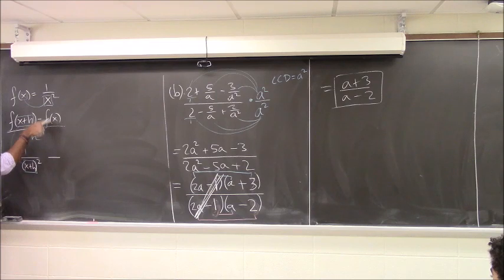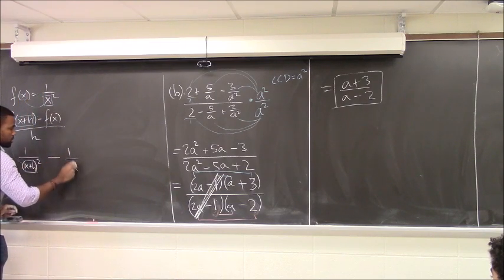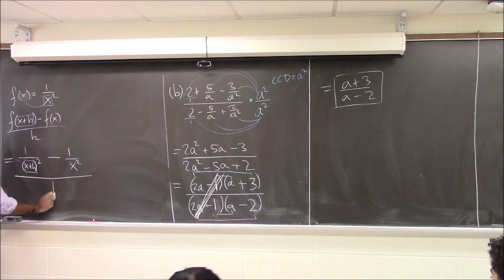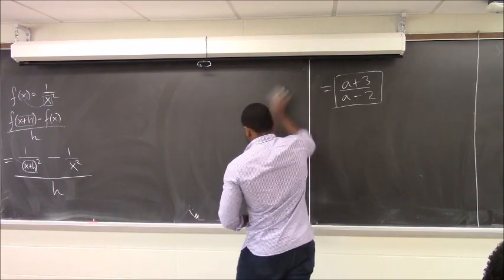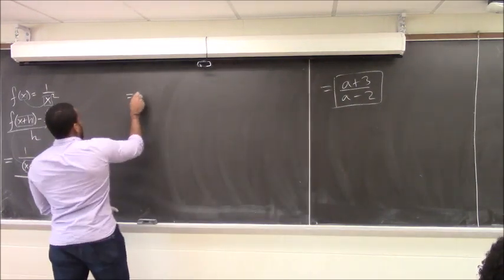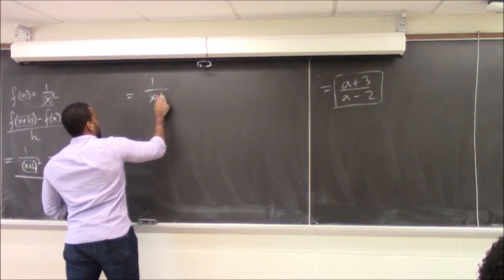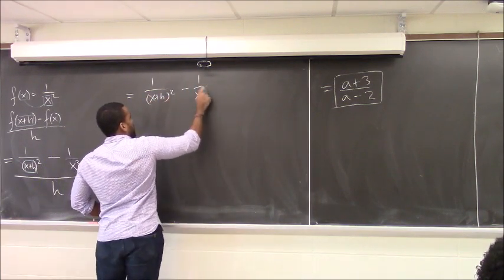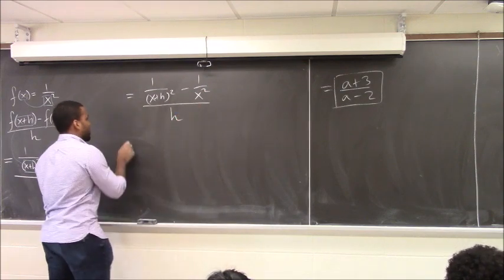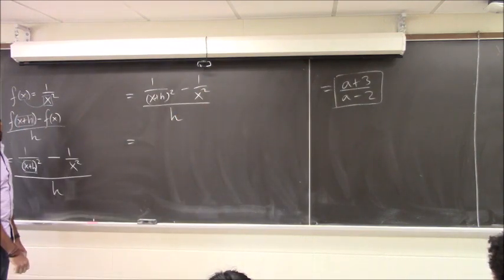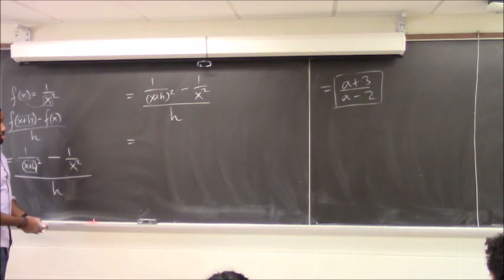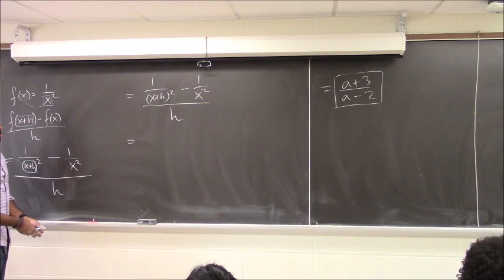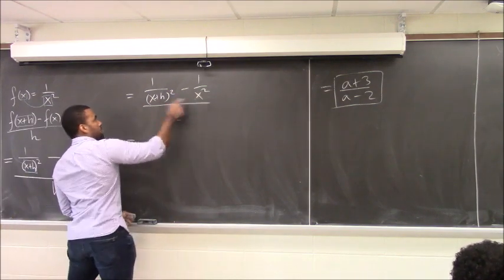Minus the second part is just f of x, which is just a copy of this, all over h. So let me just rewrite that in case this isn't clear. So far we have 1 over x plus h all squared minus 1 over x squared, all over h. How do you simplify that? What's the LCD? How would the x squared factor into that?